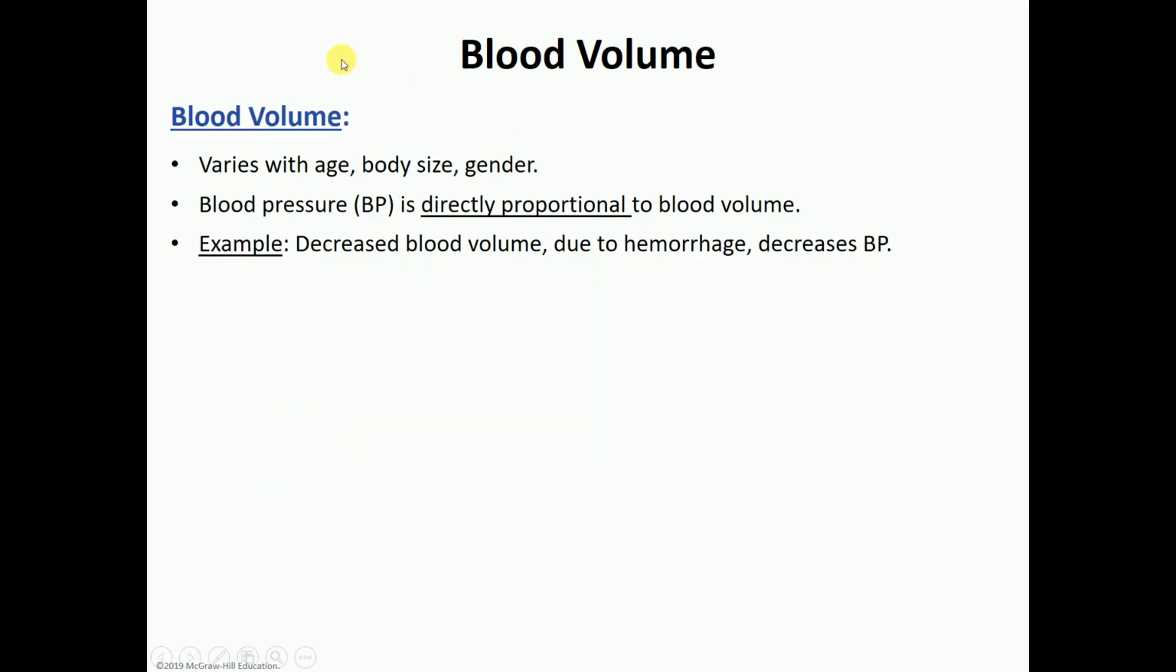Now, blood volume, that is the amount of blood that is circulating within the circulation. So we said on average, an average adult has about 5 liters of blood. This is going to obviously vary by age, by the size of the body, and by gender. Blood pressure is directly proportional to the blood volume. So if somebody is bleeding, for example, so there's hemorrhage, that leads to a decrease in the amount of blood circulating. So a decreased blood volume translates into a decreased blood pressure.